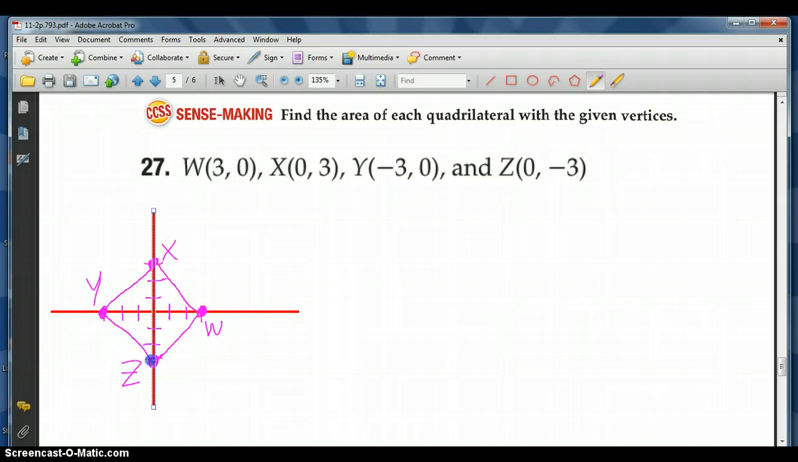So basically what we end up with here would be a square. A square, you can remember back earlier in the year, different types of quadrilaterals. A square is in fact a rhombus because it has 4 congruent sides. So if we want to find the area, we use the area formula for a rhombus. Half of diagonal 1 times diagonal 2.